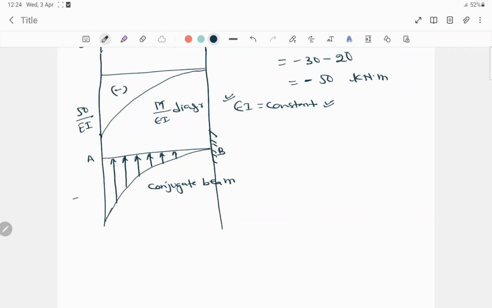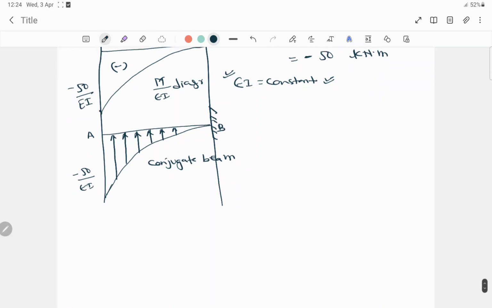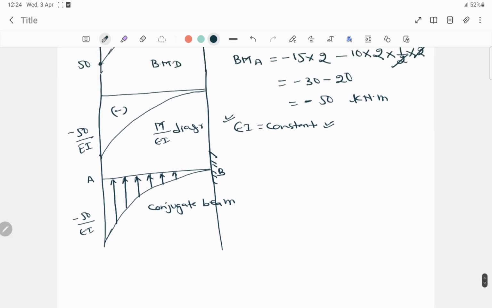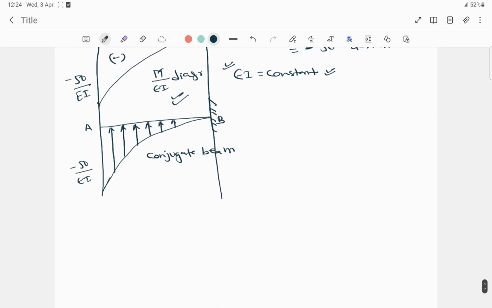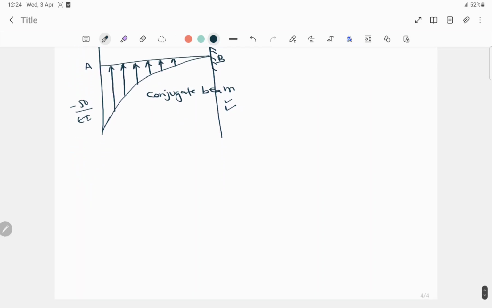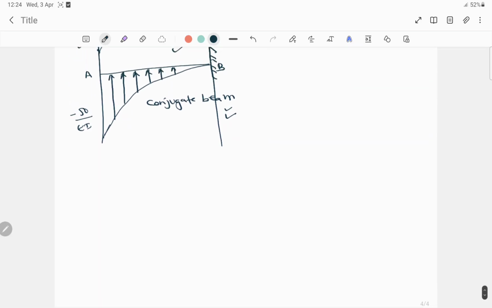Then it will be minus 50 by EI. Now step number 2 is we have already drawn the M by EI diagram, and step number 3 was to draw the conjugate beam. Now we have to find the slope at B.